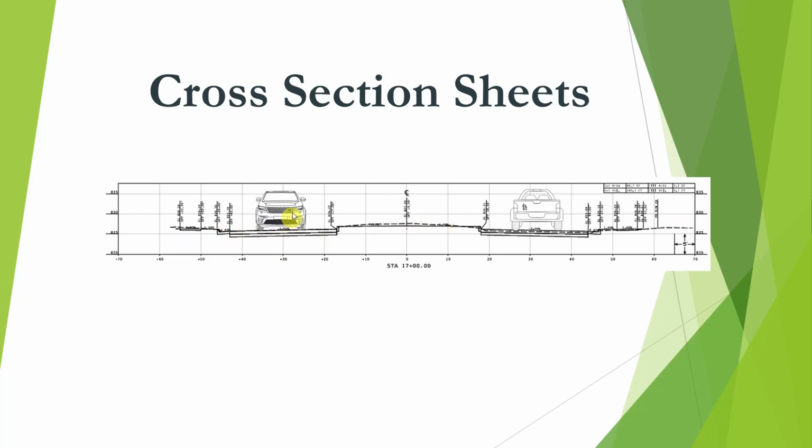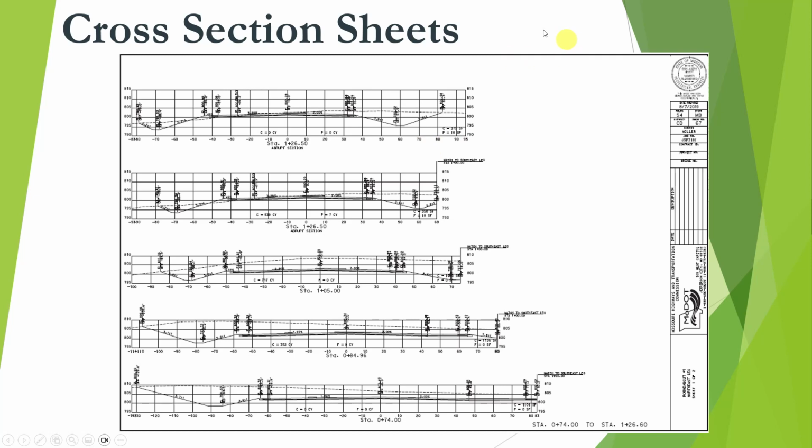We got pavement here. Okay, the vehicles are a little big, but just to show how it works. But anyway, you'll have a curb and gutter over here. It looks like curb and gutter on each side of that. So let's get into it. Cross sections. This is what a cross section sheet looks like.